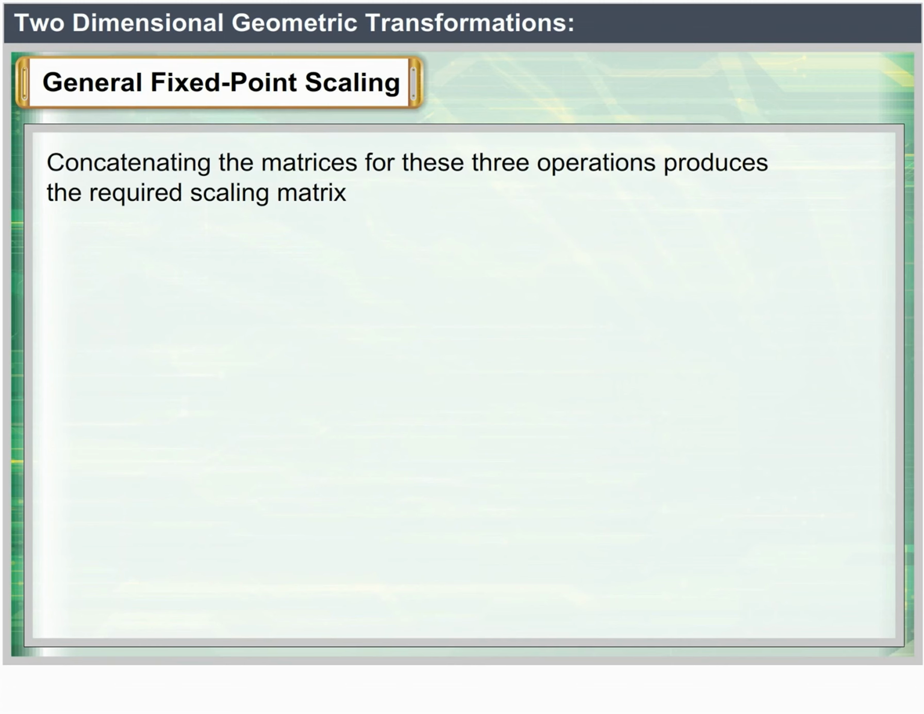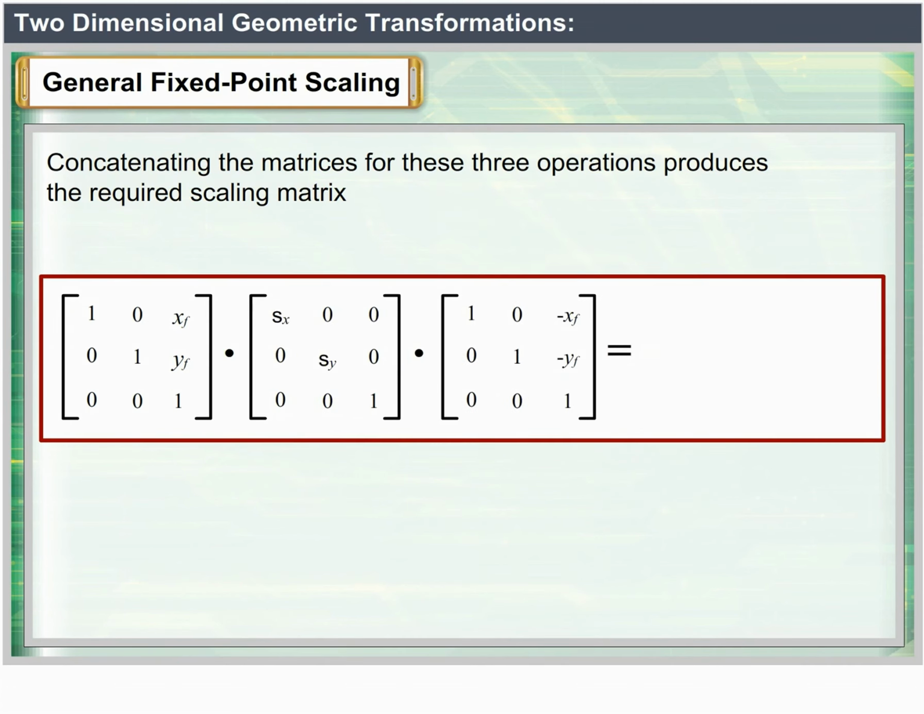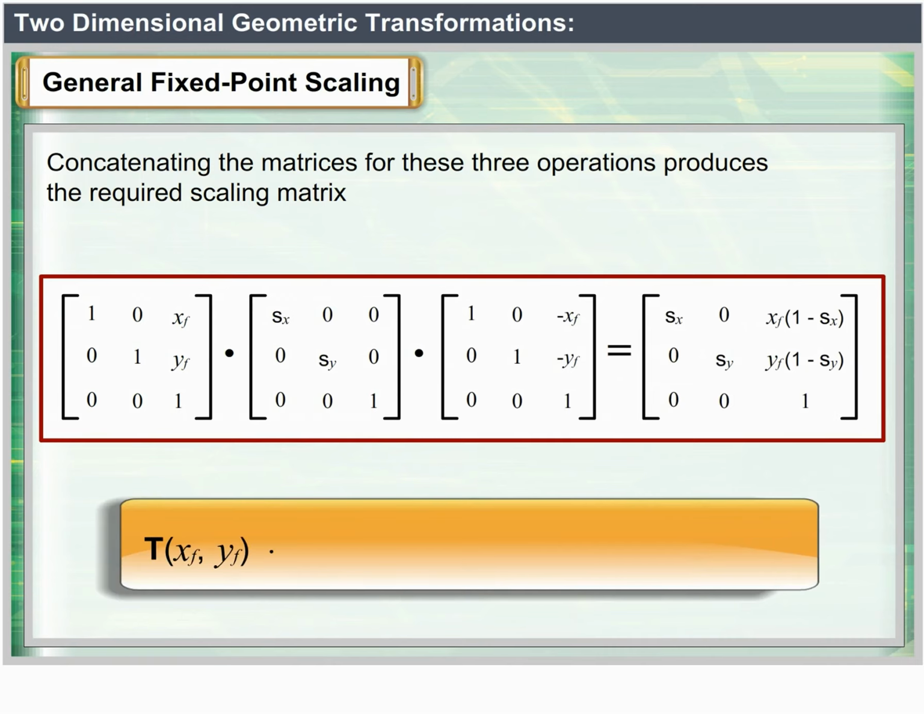Or it can also be stated as T(xf, yf) S(sx, sy) T(-xf, -yf) equals S(xf, yf, sx, sy). This transformation is automatically generated on systems that provide a scale function that accepts coordinates for the fixed point.